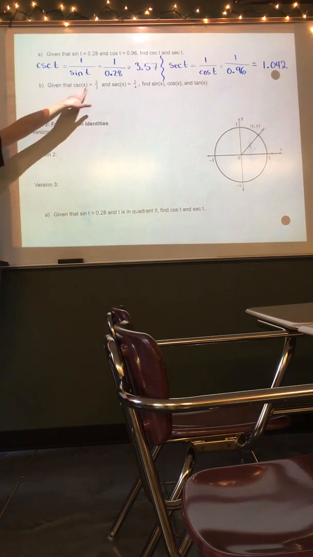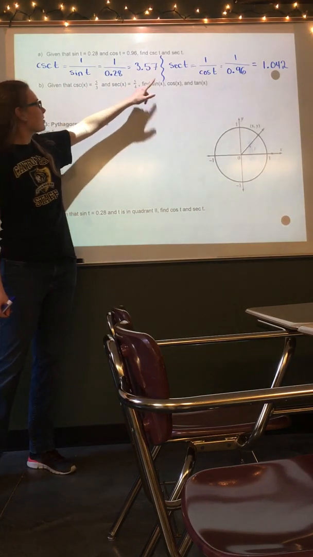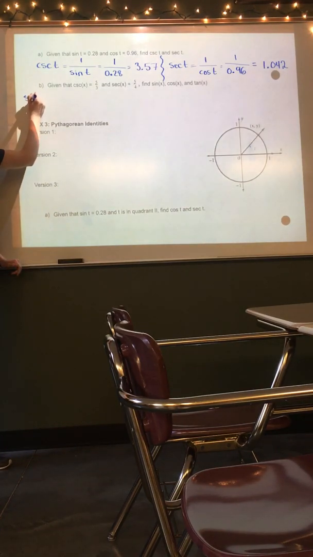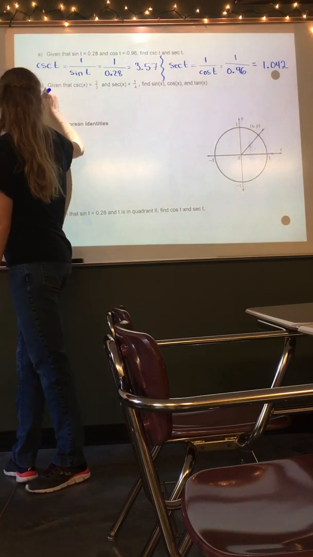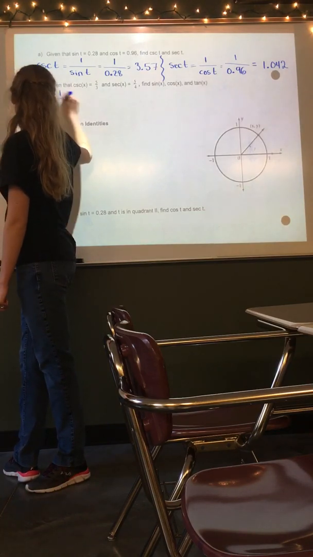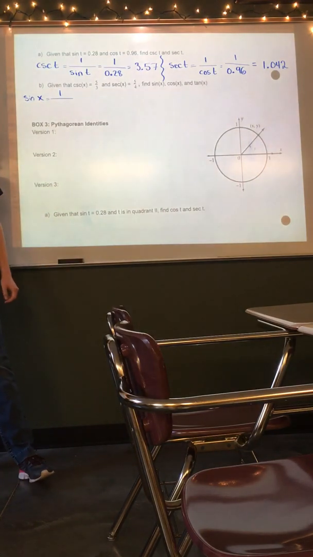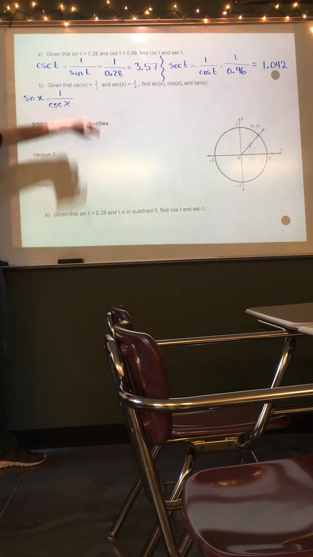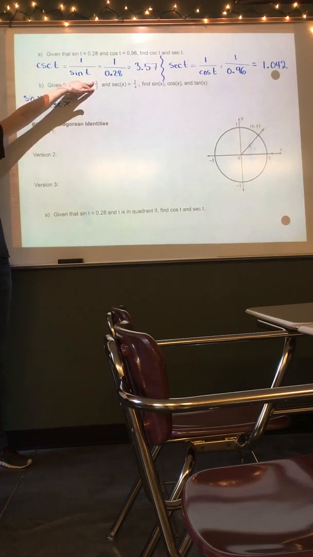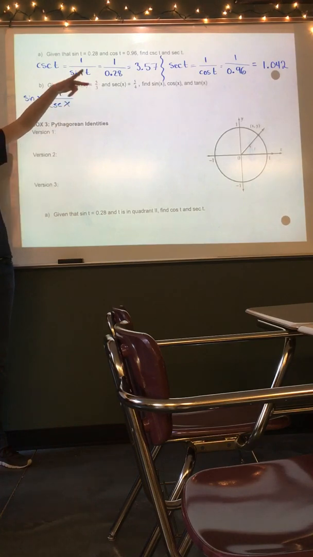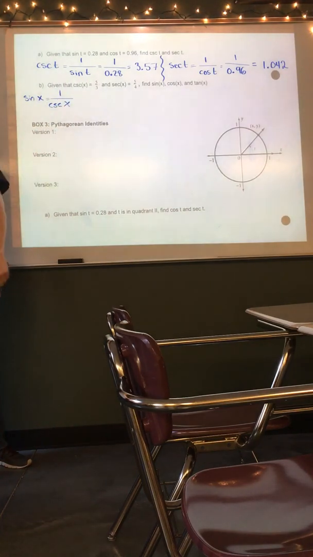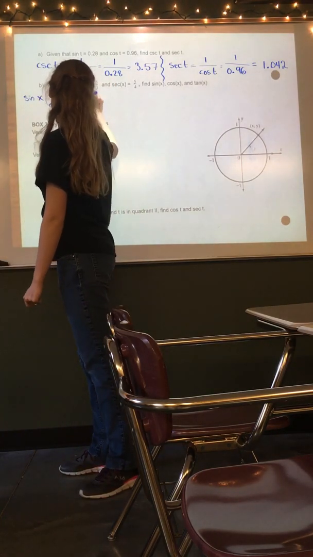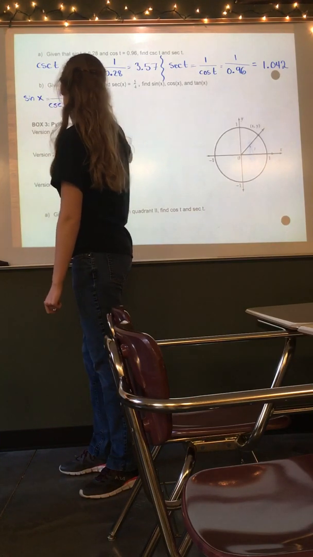These ones were given cosecant and secant, and being asked to find sine, cosine, and tangent. So Trey, sine of x is the reciprocal of which one? Cosecant. So sine is the reciprocal of cosecant. Cosecant is 5 over 3, so sine is 3 over 5. Cosecant is 5 over 3, sine is 3 over 5.